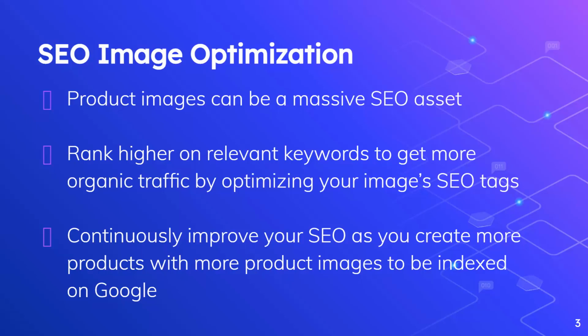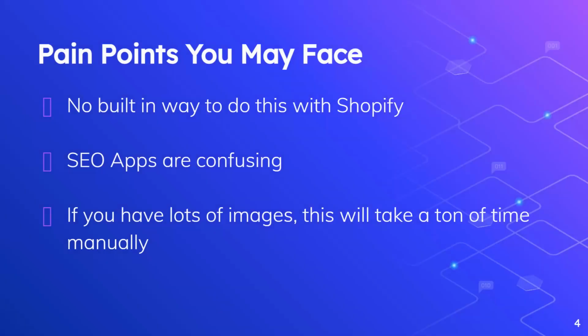Let's say someone is Googling for your product. If you have an optimized image, you have a much higher chance to get popped up in the early search results or even in the images tab on the search results. You'll be able to rank higher on relevant keywords that will drive sales traffic, right? People are coming from search engines onto your store just by optimizing your images' SEO tags. And because you're going to continuously add new products, you're going to continuously improve your SEO. As you create more products, you get more product imagery, which then gets indexed on Google when you optimize it correctly.